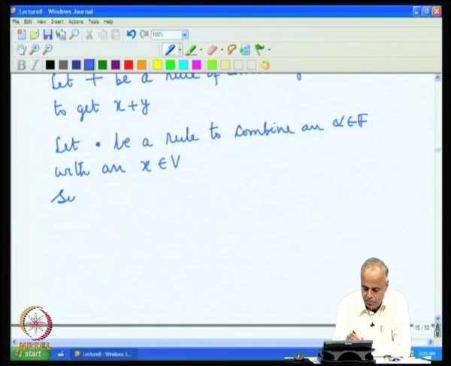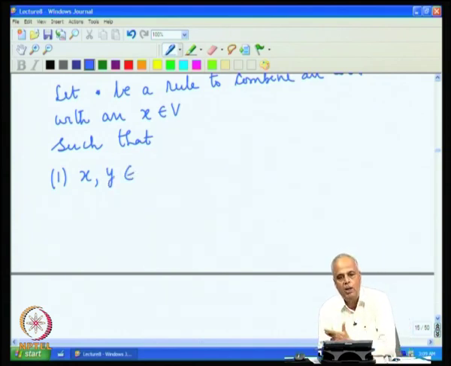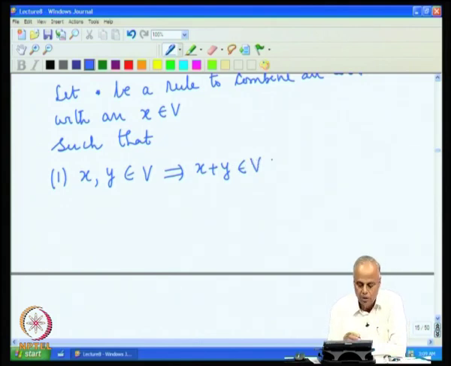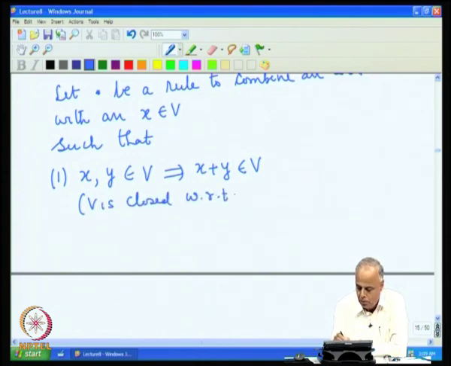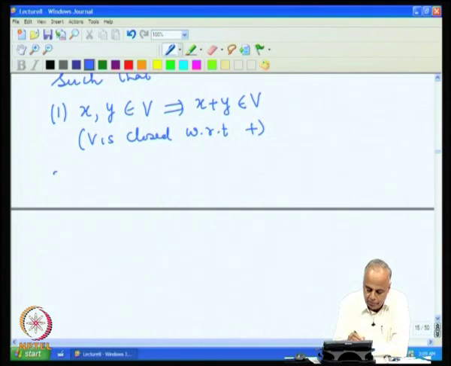Such that, let us list the rules of addition first. We will now list them in continuous numbers. The first one was, when we add two R k elements, we got an R k element, that is, R k was closed with respect to plus. Analogously, when we combine two elements x, y in V, the resultant is also in V. So, this is what it means that V is closed with respect to this rule plus. It is also said that plus is a binary operation on V.